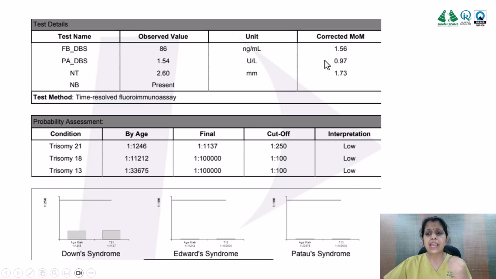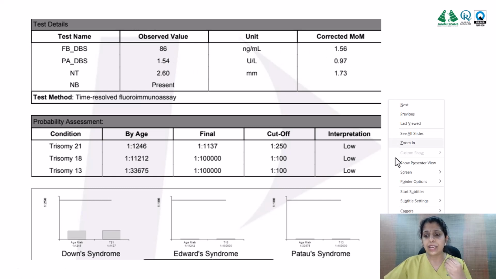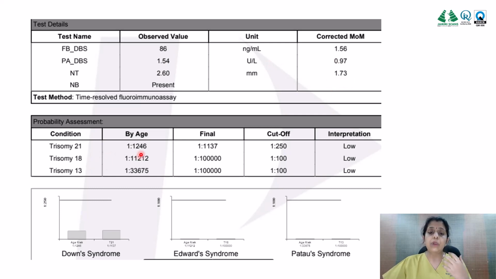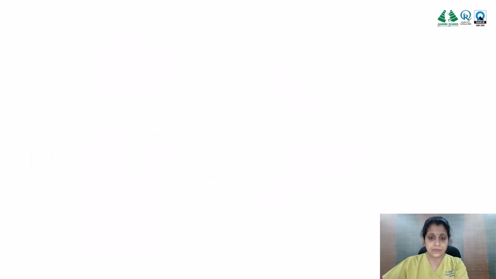And the rest of everything, as you can see here, the biochemical markers: you can see over here that the beta HCG was borderline, around 1.5. PAPP-A was normal. The NT MoM was slightly higher than 1.5, which is 1.7. But here, surprisingly, we thought that since the NT was high, the fetus would fall into the high risk category. But from the age related risk, that is 1 in 1200 odd mothers, it's come only up to 1 in 1137. So it was a low risk first trimester screening.